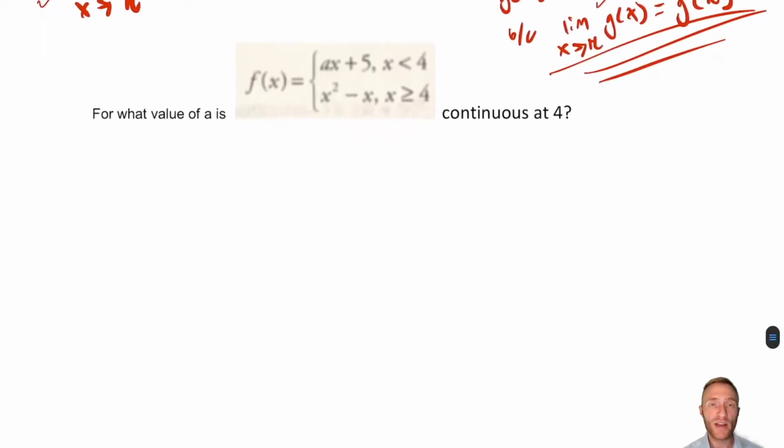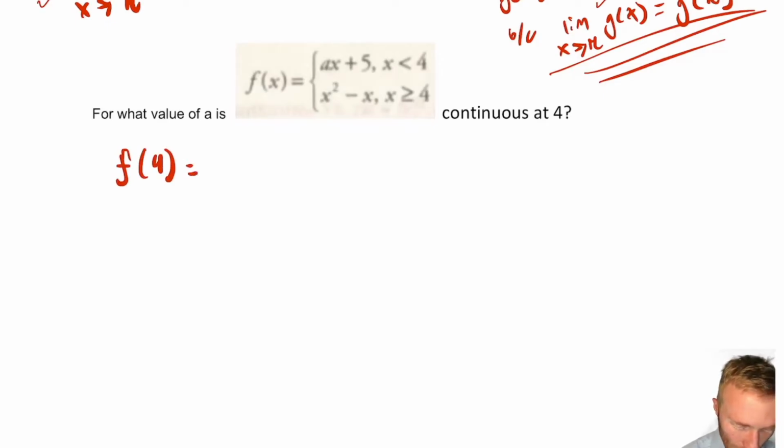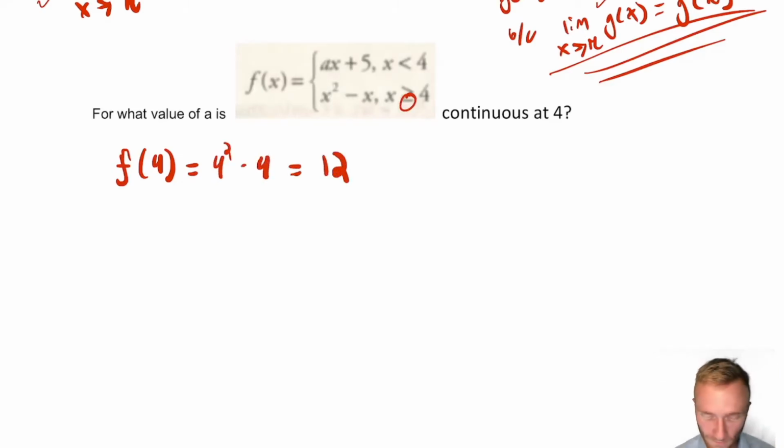So let's say we had f of x is a piecewise function: ax plus 5 when x is less than 4, and when x is greater than 4, it's x squared minus x. For what value of a is that function continuous at 4? Same thing. I see that word continuity, and the first thing I say is, okay, what is f of 4? F of 4 equals x squared minus x, 4 squared minus 4, 16 minus 4, this is going to be 12.